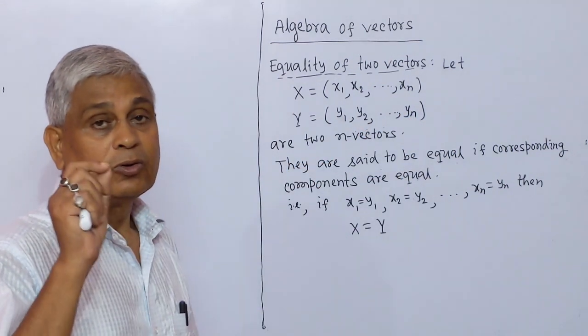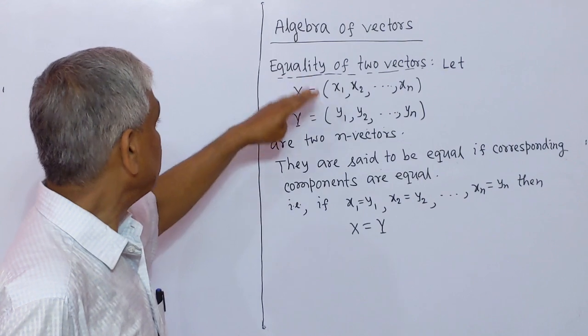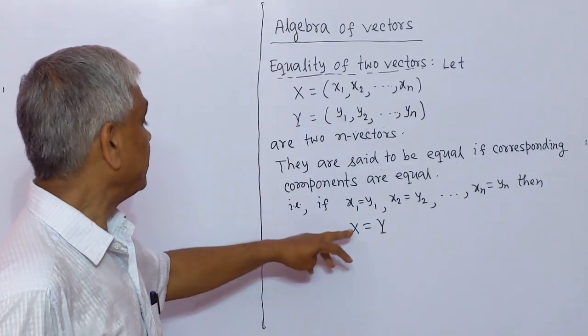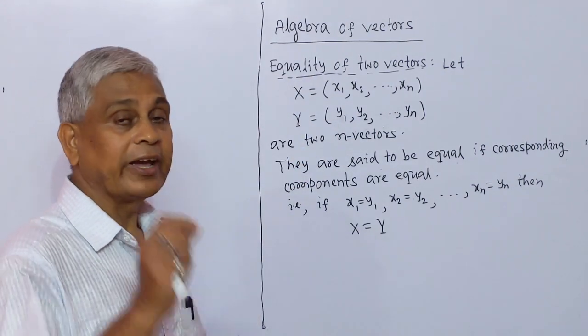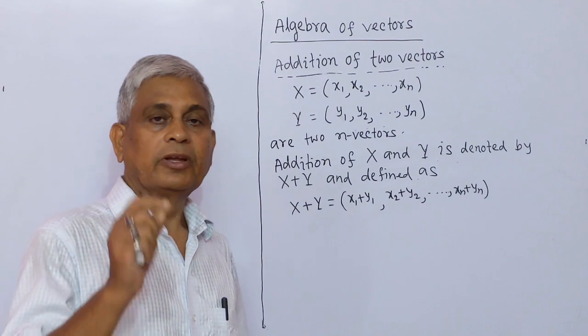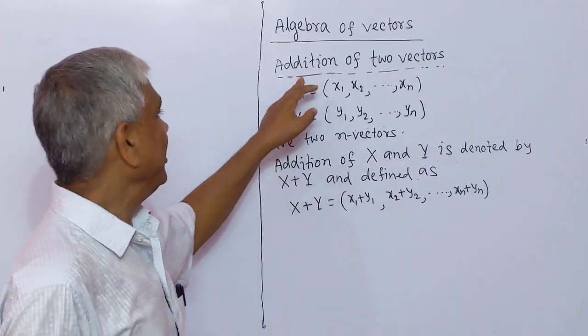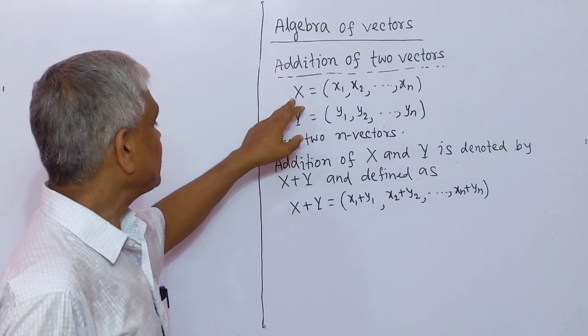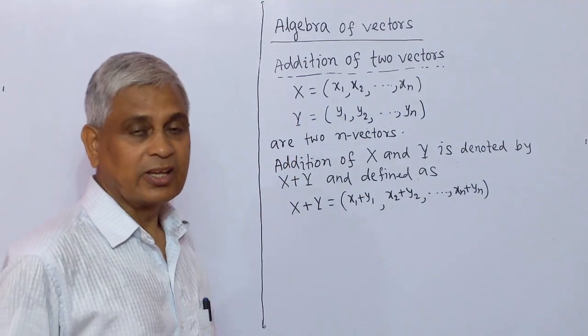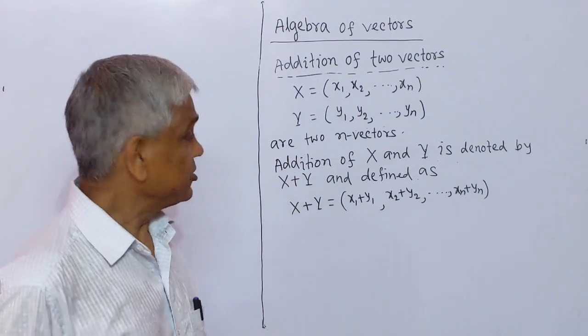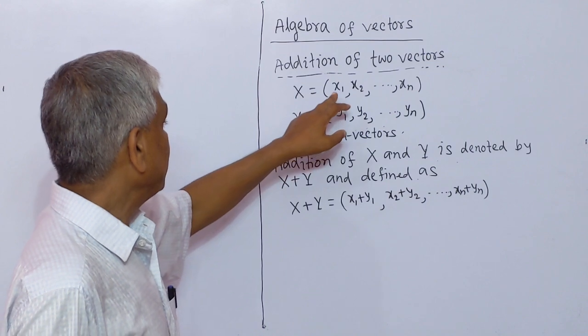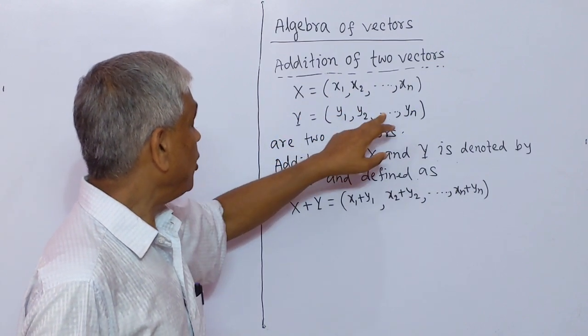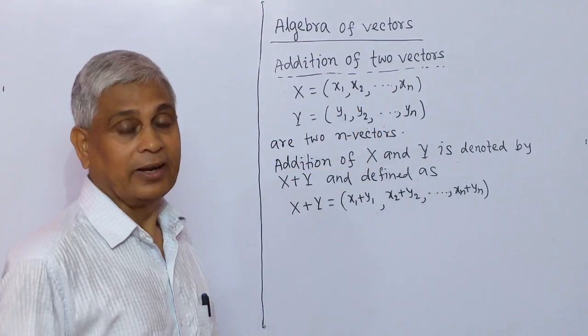Then we say that these two vectors are equal, that is capital X equal to capital Y. Now we define addition of two vectors. Let x and y be two vectors. These are n vectors because here the number of components of x and y is n.